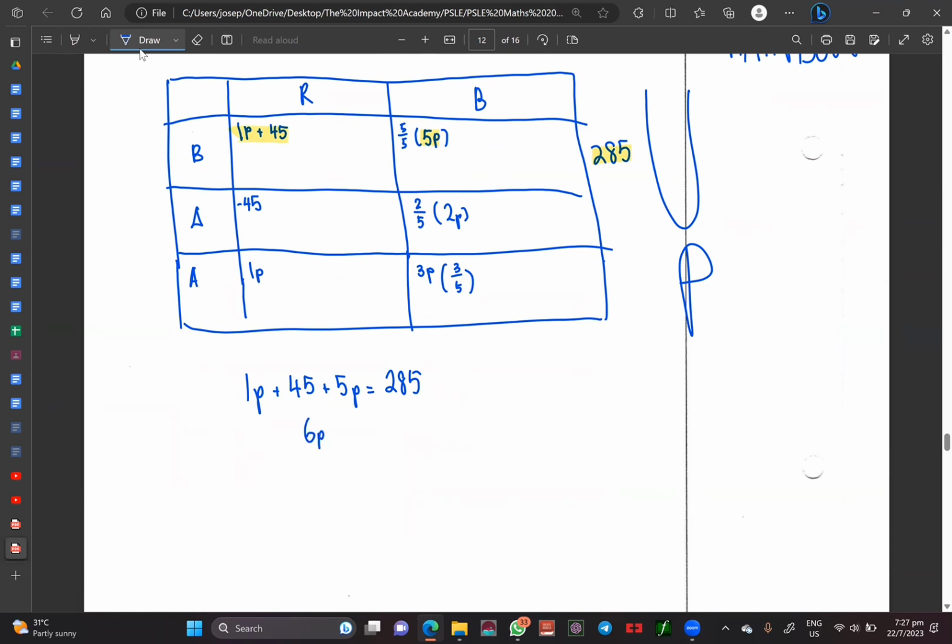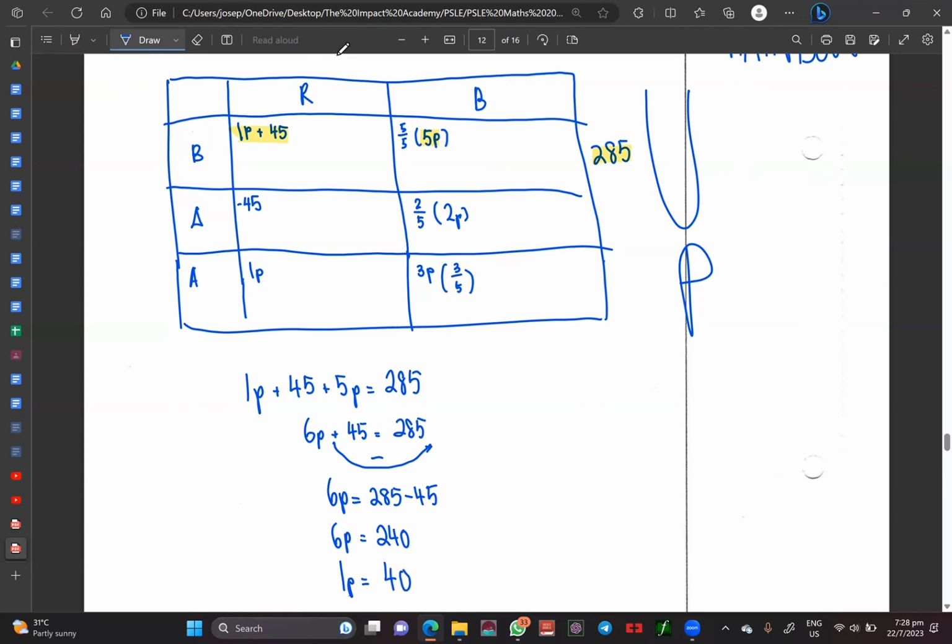So 6 parts plus 45 is equals to 285. Now, same family seat together, bring the 45 over. When you bring it over, you minus, right? So 6 parts is equals to 285 minus 45. Okay, so when I do 285 minus 45, we get 6 parts is equals to 240. We find 1 part. 240 divided by 6, we get 40.